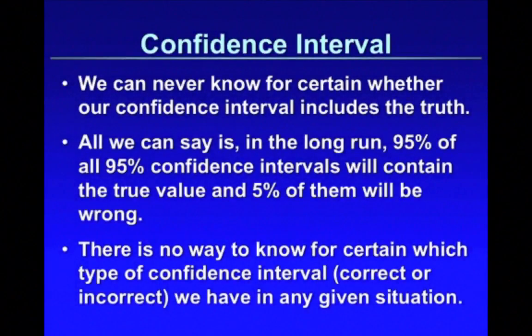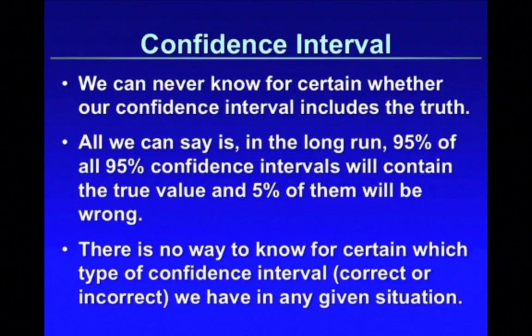Usually, we will never know if our confidence interval contains the true value. All we can say is that in the long run, 95% of all 95% confidence intervals will contain the true value, and 5% of them will be wrong. Unfortunately, there's no way to know for certain whether we have captured the true value in any given situation.